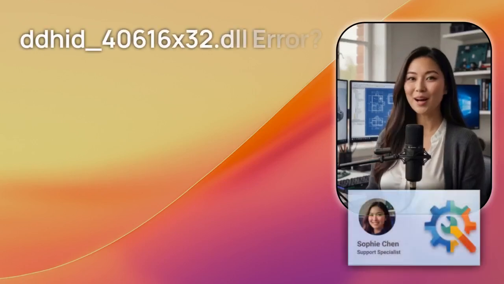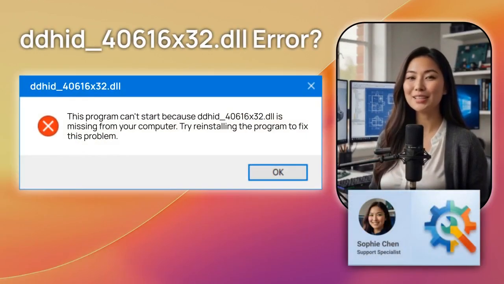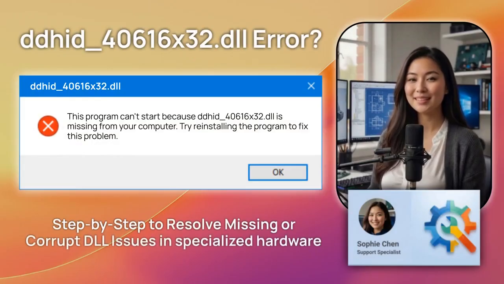Is specialized hardware pathing failed due to the DDHID 4061632 DLL?